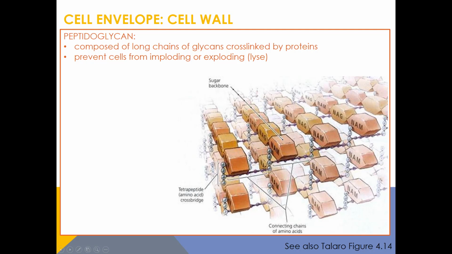And this thick mesh network is cross-linked using short chains of amino acids called peptides. They're not long enough to be proteins, they're just peptides. So that's the peptido in peptidoglycan. And what is the purpose of this? This is a true cell wall. It is going to prevent the cells from imploding or exploding, and a lot of times when we say lysis, we're talking about exploding. Exploding, lysis mean the same thing.